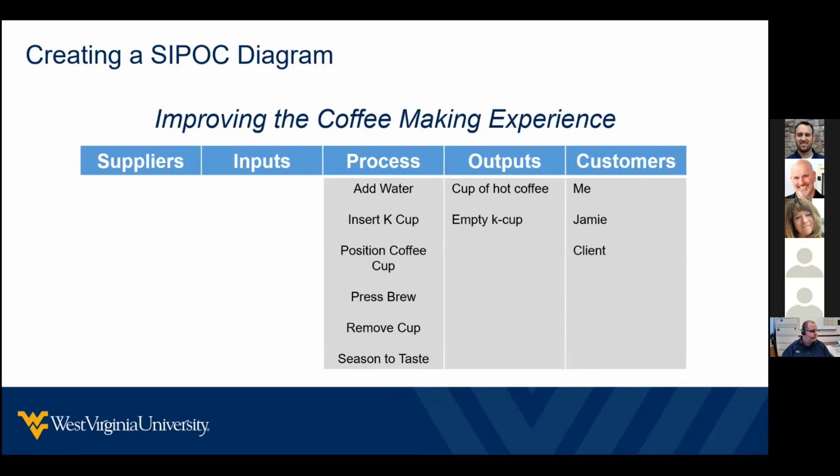Now that the outputs have been identified, let's focus on the customer. Who uses or benefits from the outputs? A couple of tips to keep in mind. Outputs can have more than one customer. And when we talk about the customer, we traditionally mean the external customer. But it's important to remember that depending on the process, we can also have internal customers.